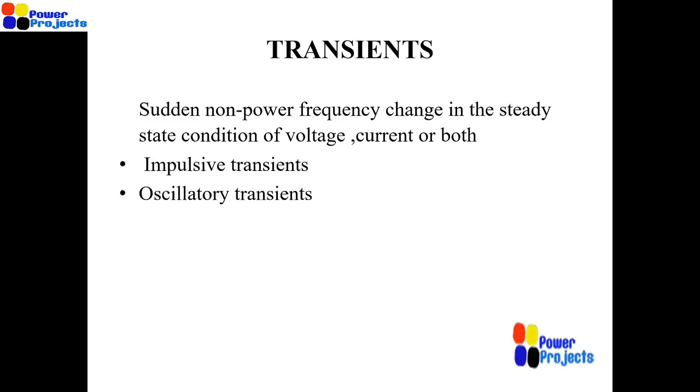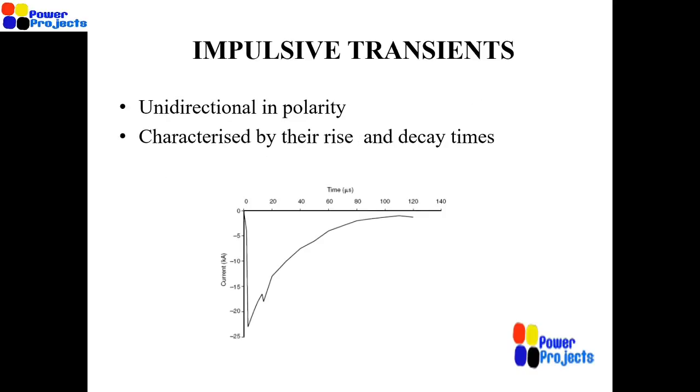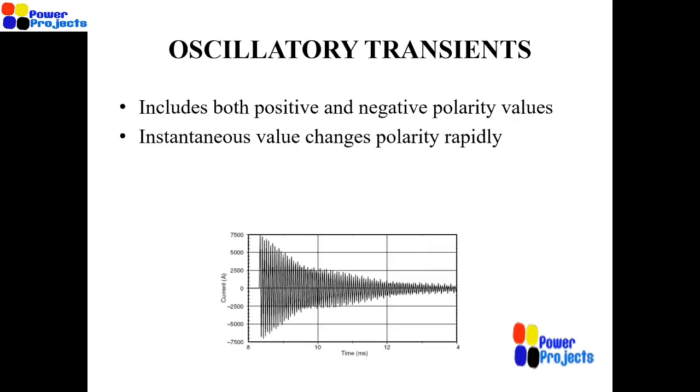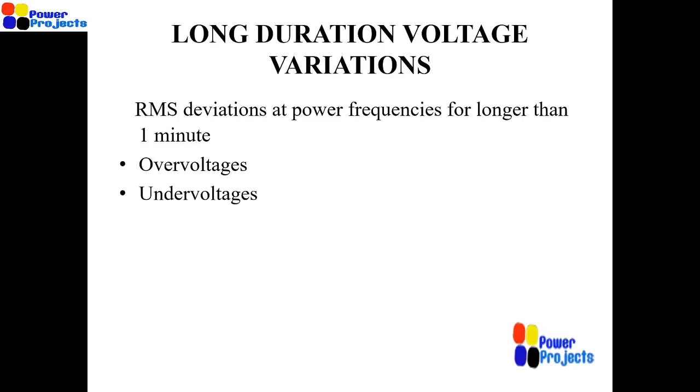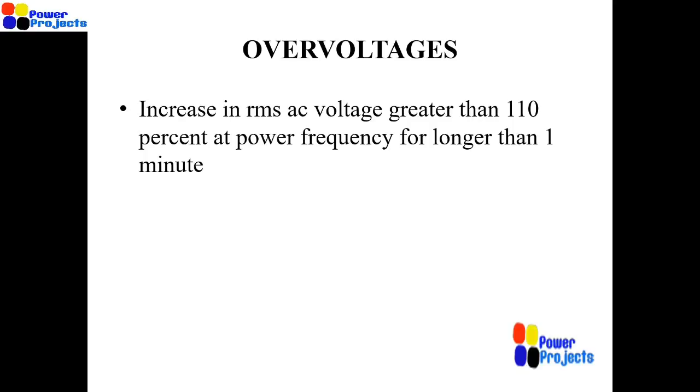Right, transients can be impulsive transients or oscillatory transients. The oscillatory transients keep oscillating. Impulsive transients, you can see, have unidirectional polarity, and they rise and then decay over time. But oscillatory transients are bidirectional, with both positive and negative. And under voltage, over voltage, again depends upon how we rate this over voltage and under voltage.